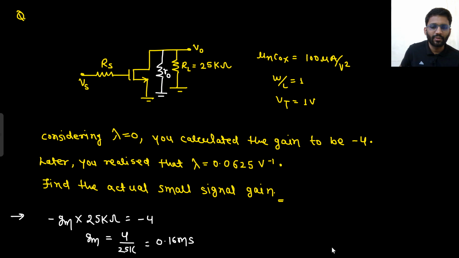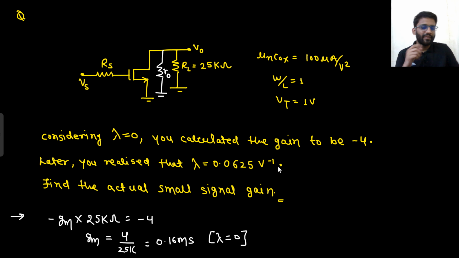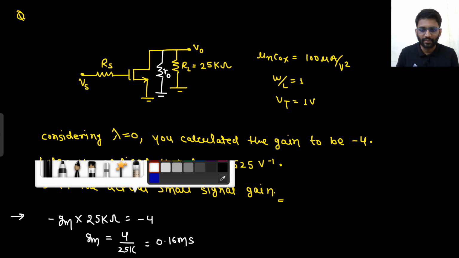Now people can have a doubt, sir, if lambda is equal to 0, then this is the Gm. This Gm is for lambda equals to 0. If lambda is 0.0625, then the Gm can change. This doubt many people can have. Yeah, this will change. Why will it change? Certainly it will change. Let's check that out.